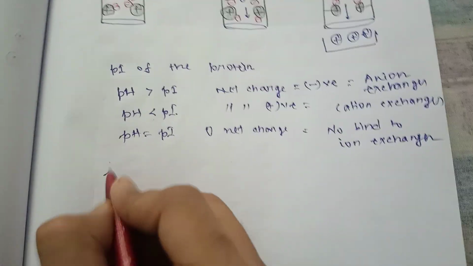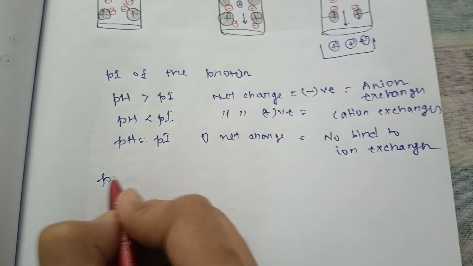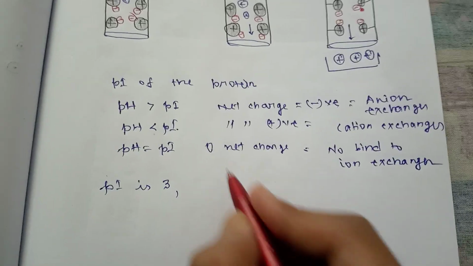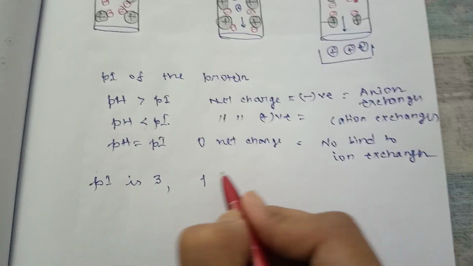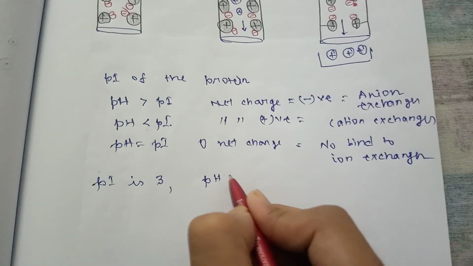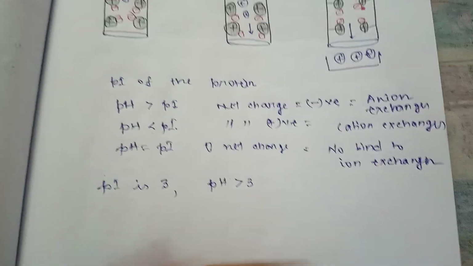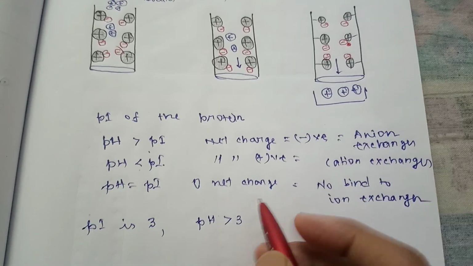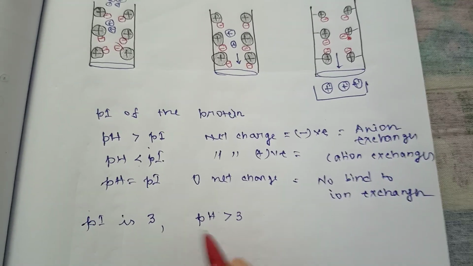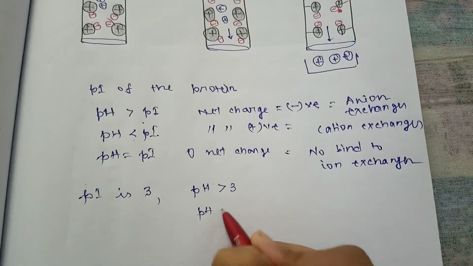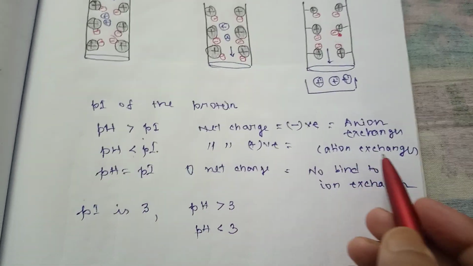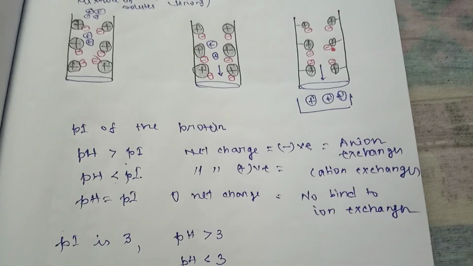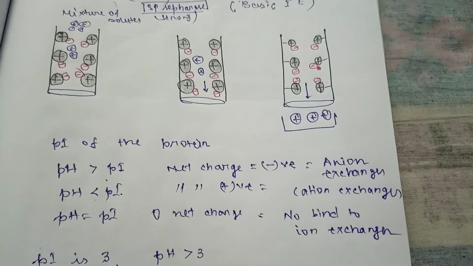Suppose the pI of a protein is 3, and the pH of the solvent is greater than 3. Then what will you use? pH is greater than pI, so you have to use an anion exchanger. And for the reverse, if the pI is 3 and the pH is less than 3, you have to use the cation exchanger. So I hope you have understood the general idea of ion exchange chromatography.